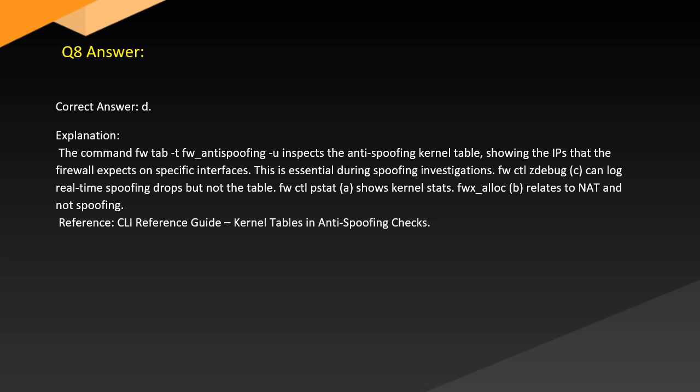Correct answer, D. Explanation. The command fw tab -t spoofing lets you inspect the anti-spoofing kernel table showing the IPs that the firewall expects on specific interfaces. This is essential during spoofing investigation. C can log real-time spoofing drops, but not the table. A shows kernel stats, and B relates to NAT, not spoofing. Reference: CLI Reference Guide, kernel tables and anti-spoofing checks.